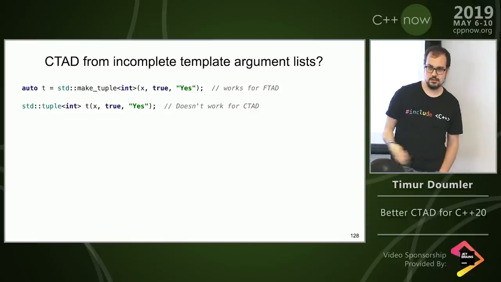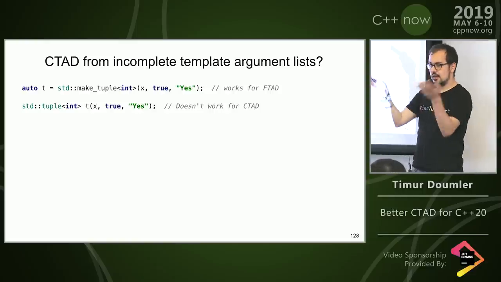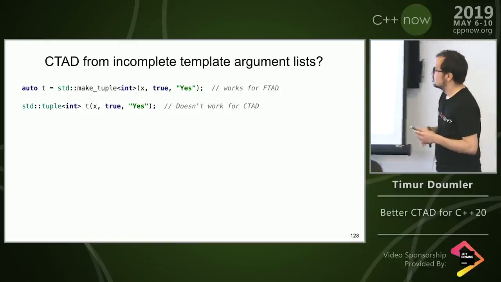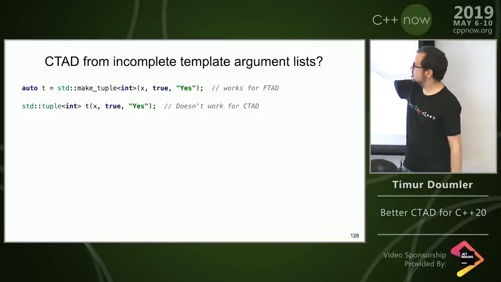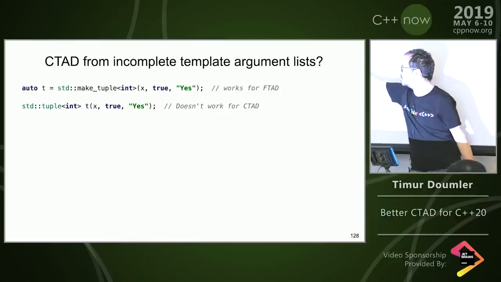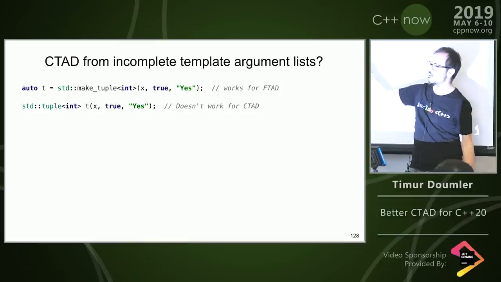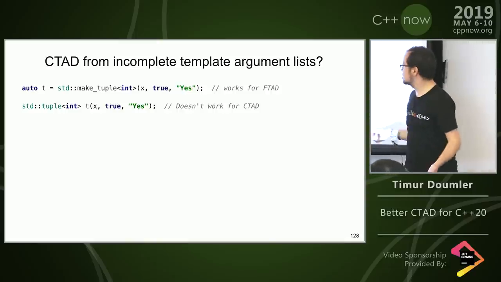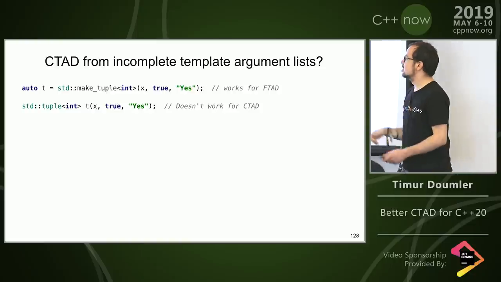Whereas CTAD, as we already discussed 5 times today, only does anything if you don't have any argument list at all. So why does this work and this doesn't? Why does this not say, okay, well, you specified int, so I'm going to use int for this one, and then I'm still going to use CTAD on these two? This obviously doesn't work. This is not going to compile in 17 or 20 or ever.